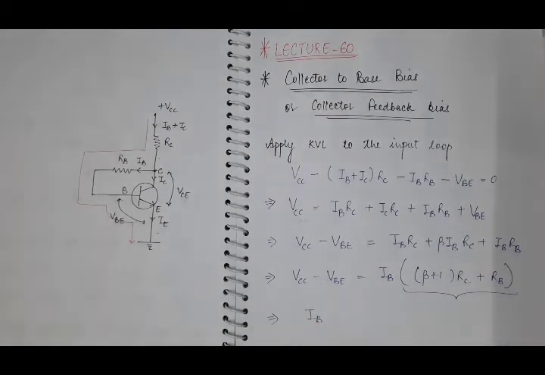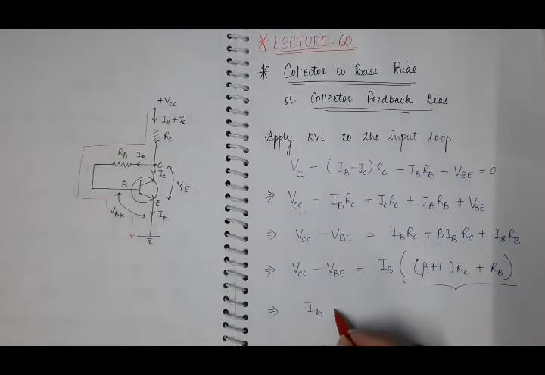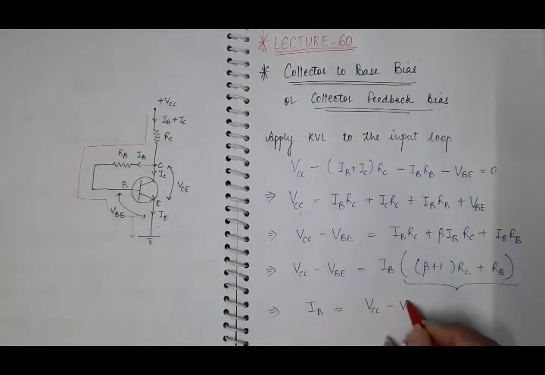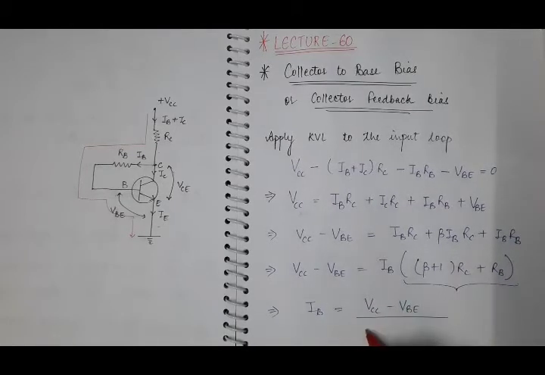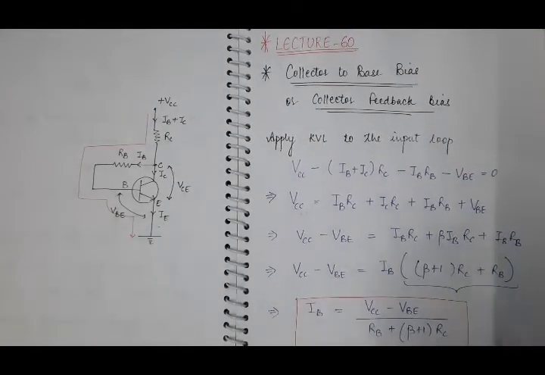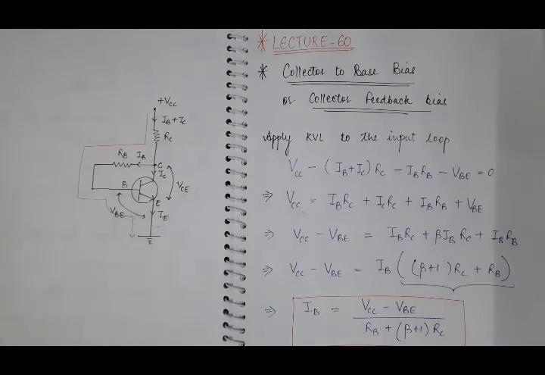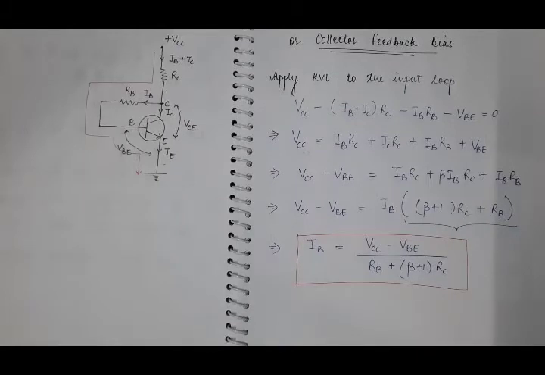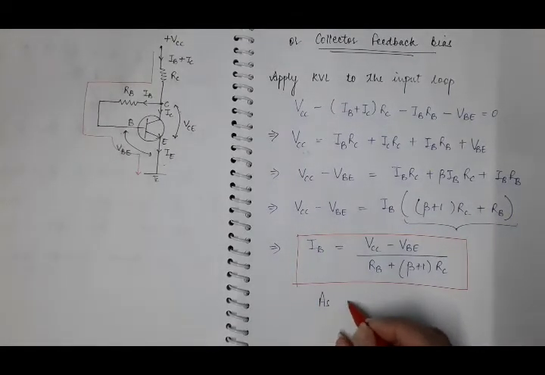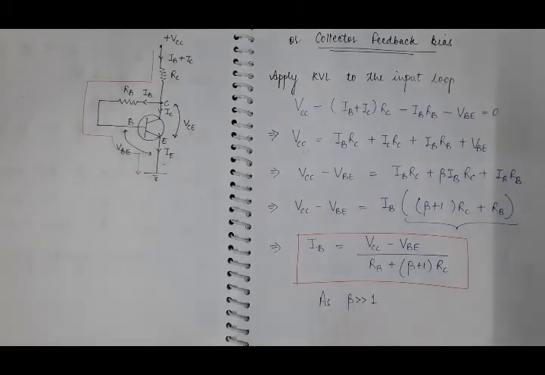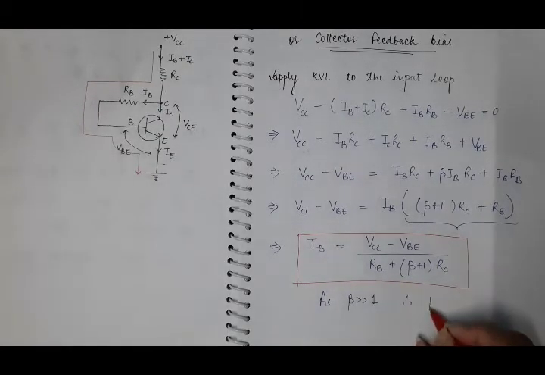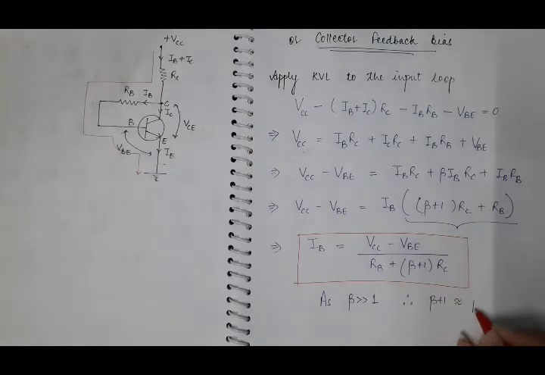So base current IB is equal to VCC minus VBE upon RB plus (beta plus 1) RC. This is the exact expression of base current. But we know that the value of beta is quite high as compared to 1. As beta is much greater than 1, this beta plus 1 will be approximately equal to beta.